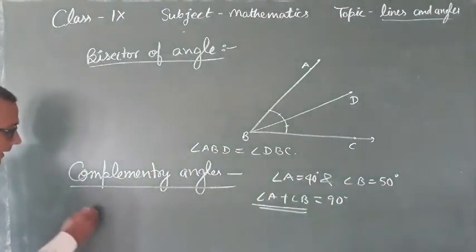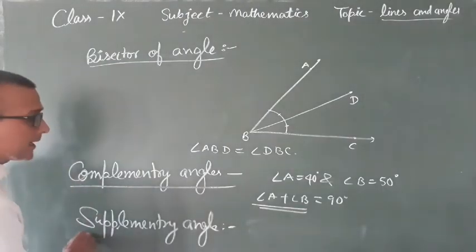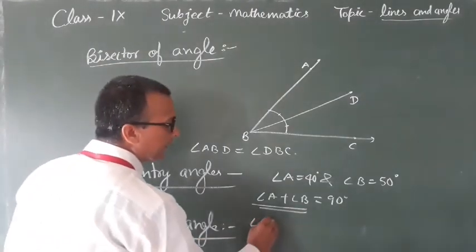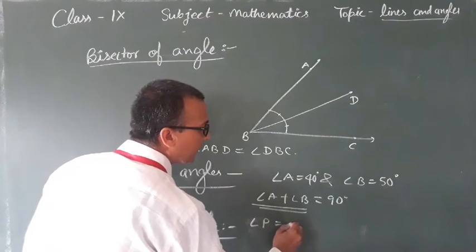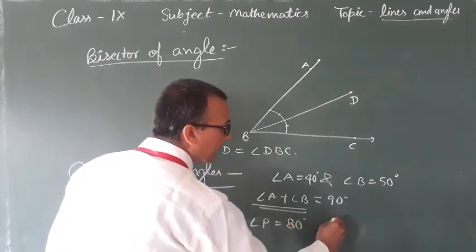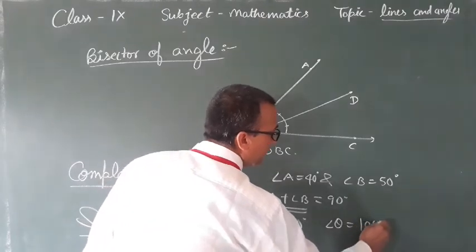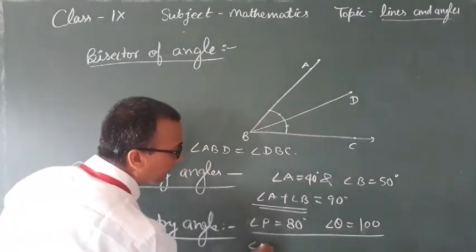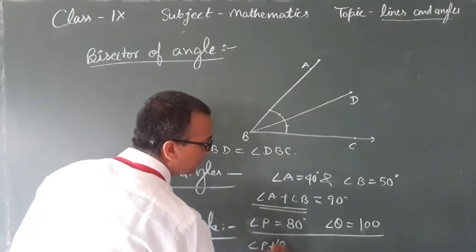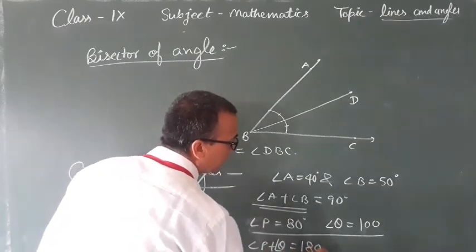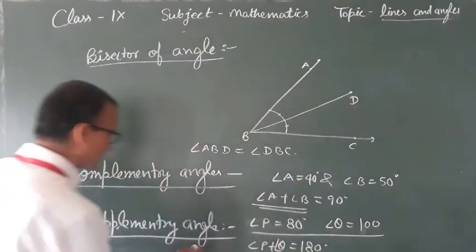And supplementary angle. Supplementary angle. If angle P is equal to 80 degrees and angle Q is equal to 100 degrees, if the sum of angle P and angle Q is equal to 180 degrees, then they become supplementary angles.